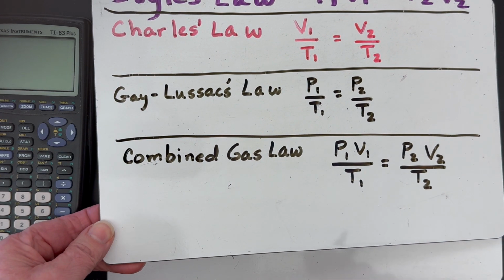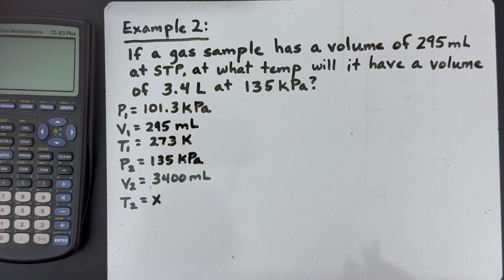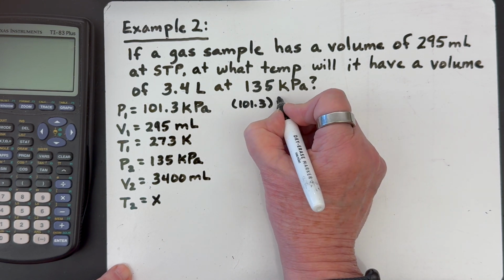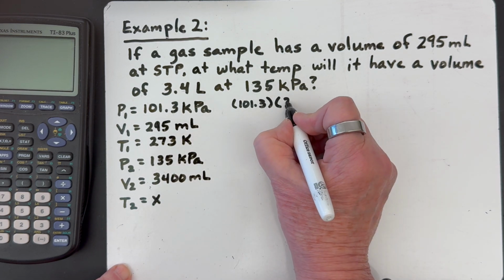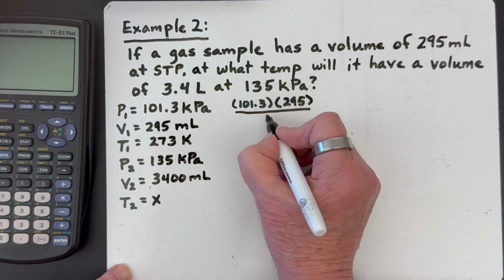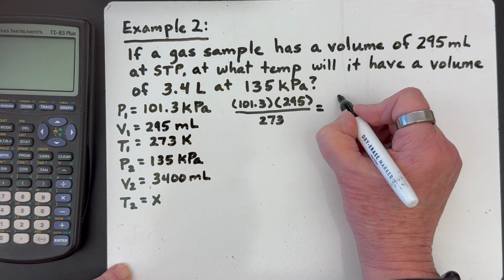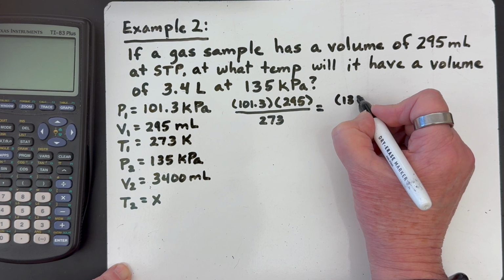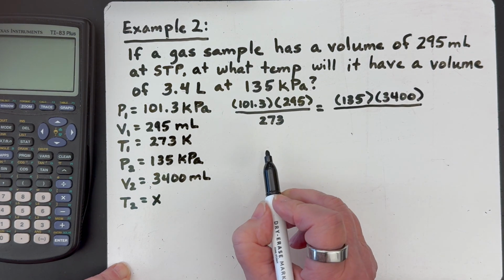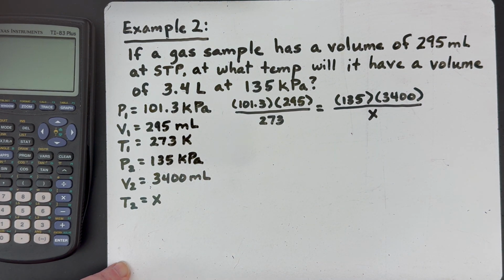Now we're going to plug it into our equation. P1V1 over T1 equals P2V2 over T2. So P1 is 101.3 kPa. V1 is 295 milliliters. T1 is 273 Kelvin. P2 is 135 kPa. V2 is 3,400. Our final temperature is what we're being asked to find. So that's how we would set up the problem.